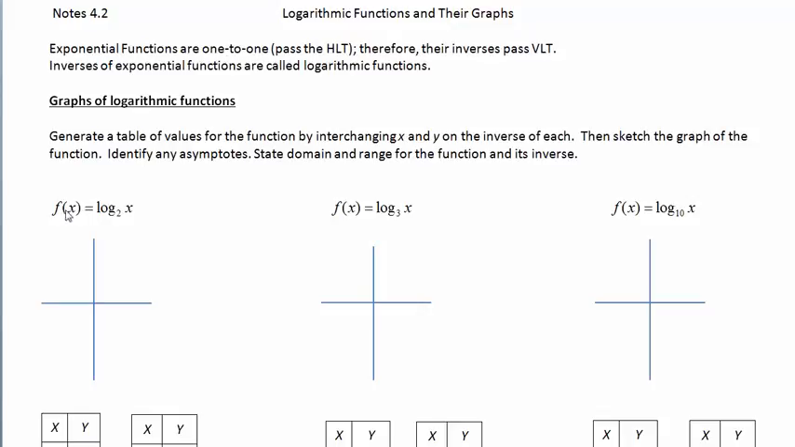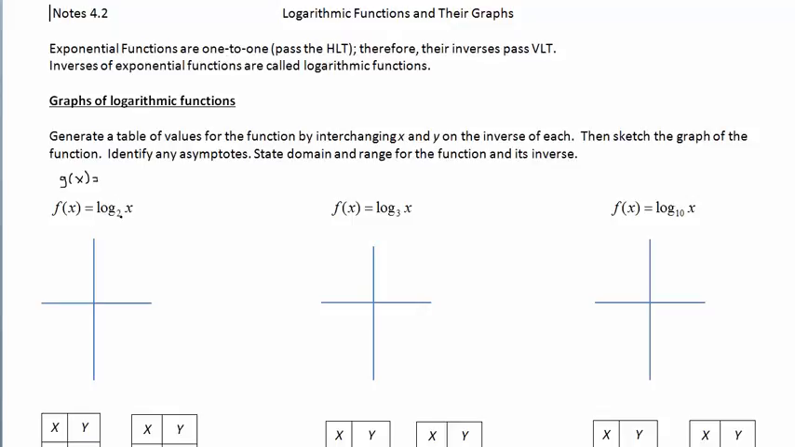So here we have f of x equals log base 2 of x. Then f of x equals log base 3 of x. Likewise, f of x equals log base 10 of x. We don't know anything about these log functions right now, but we do know that the inverses of log functions are exponential. So above each of these equations, I'm going to denote the inverse functions.